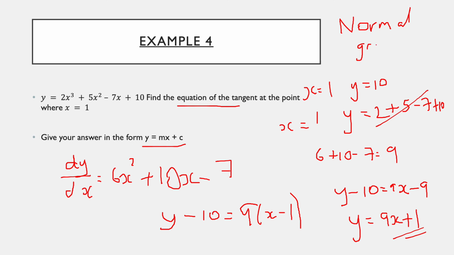Okay, so the normal gradient is always minus 1 over m, where m is your gradient for that straight line actually, or for that function at that particular point. Okay, so it's always perpendicular to the tangent line, okay, as you saw in the first slide.